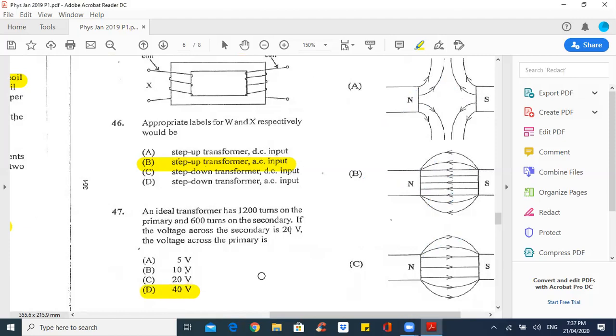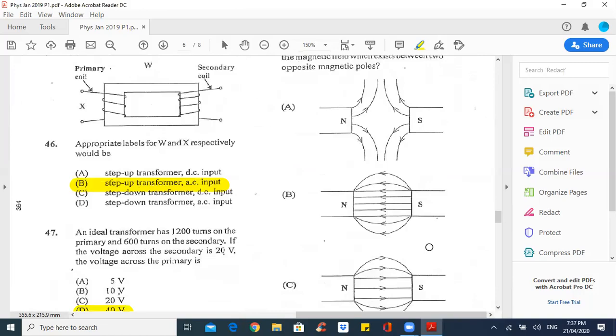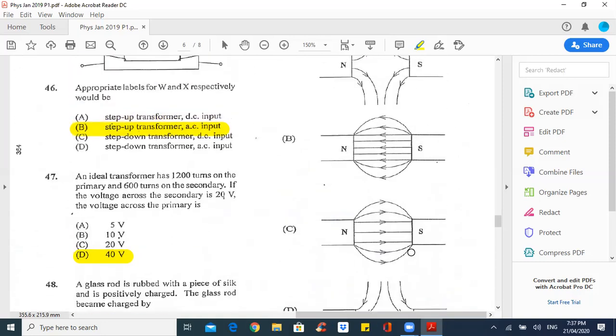47 is D. Number 48. They said a glass rod is rubbed with a piece of silk and is positively charged. The glass rod became charged by, to become positively charged, that means you will have to lose electrons. So your answer is B for that.